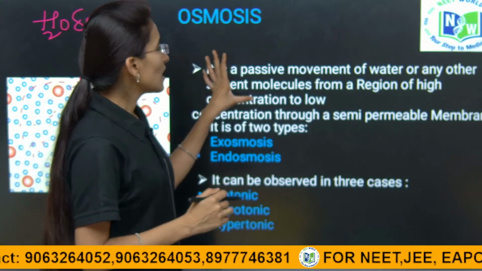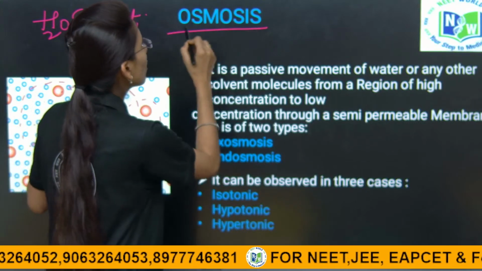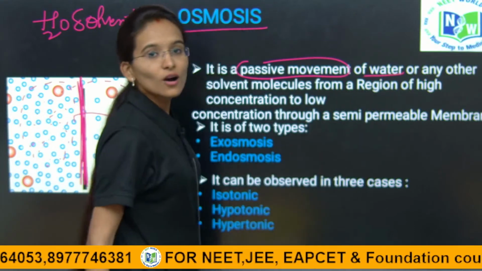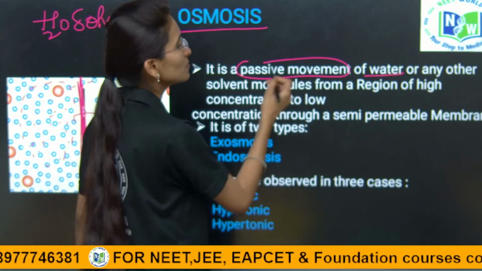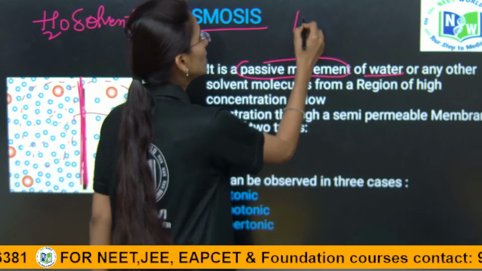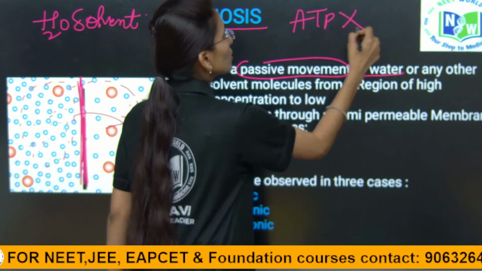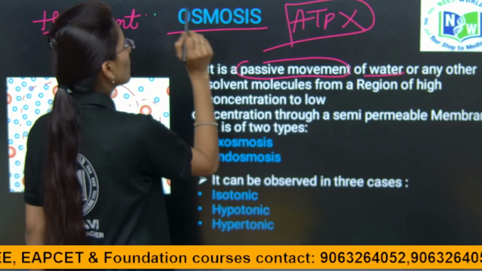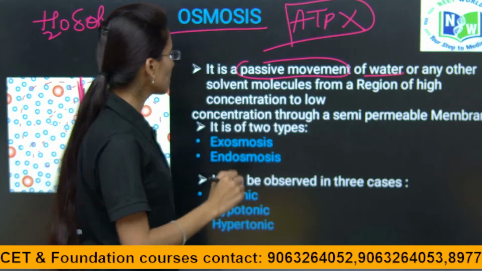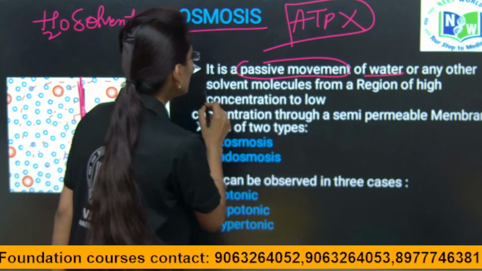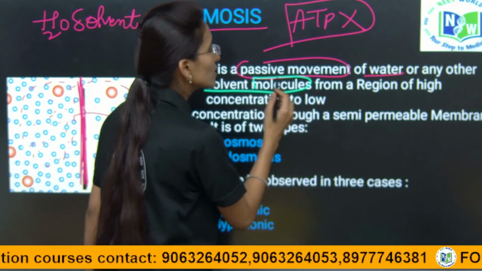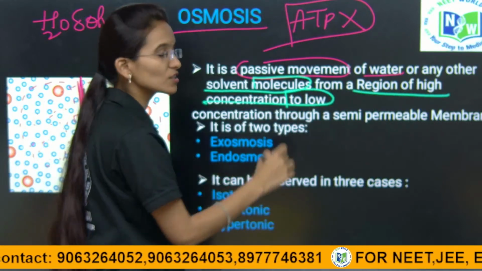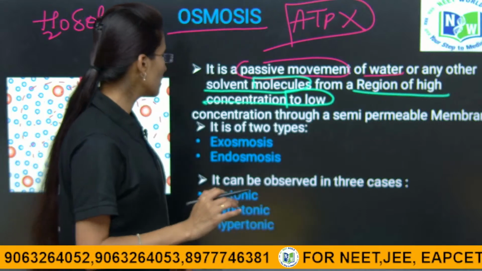Next, osmosis is also a passive movement of water. Here also we are not going to supply any energy, in the form of ATP. So it is also a passive transport mechanism. Solvent molecules move from a region of high concentration to a region of low concentration gradient.